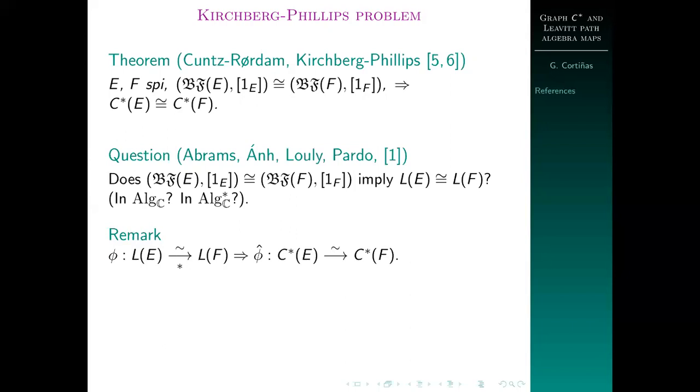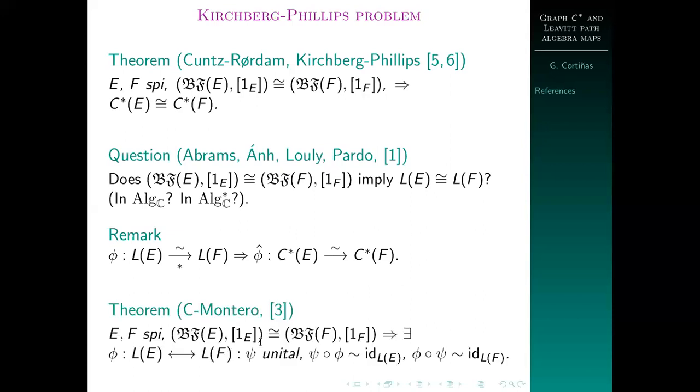So if the answer to the isomorphism question in the category of star algebras had a positive answer, this would say that whenever two SPI graph C-star algebras are isomorphic, there is another isomorphism that is algebraic, independently of whether the isomorphism you found was algebraic or not. Algebraic in the sense that it comes from an isomorphism already defined at the Leavitt path algebra level.